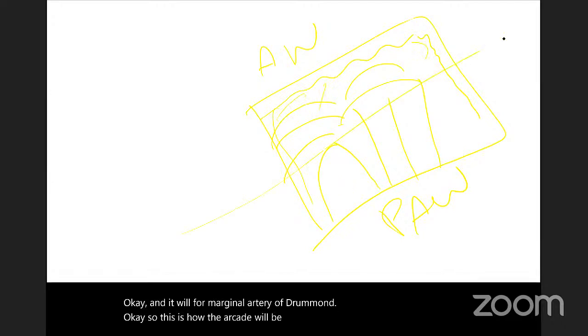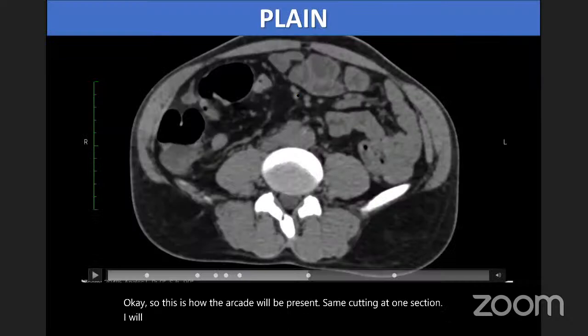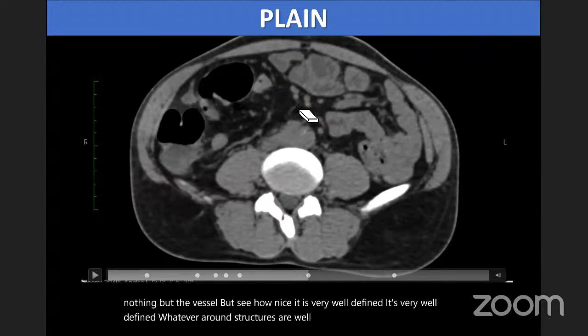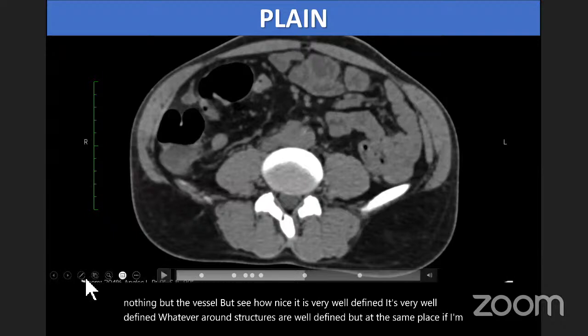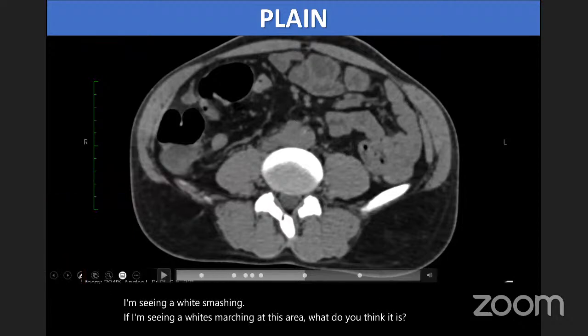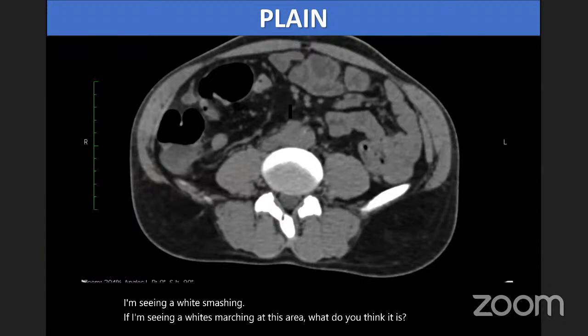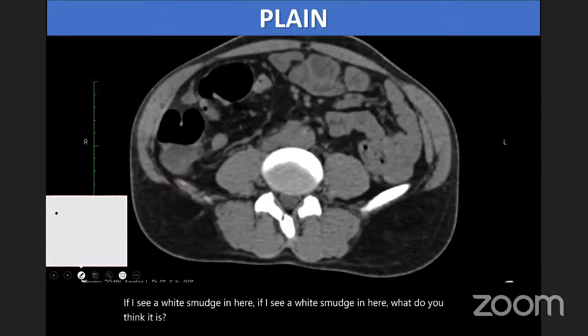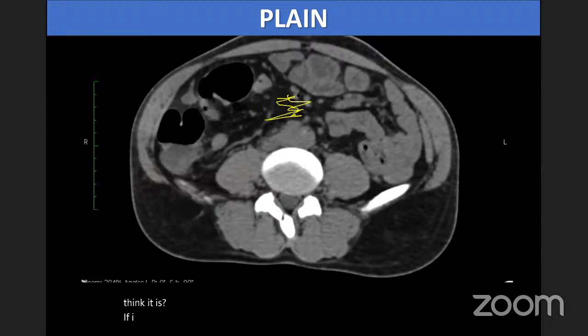So I'm cutting at one section. I will see all of this. Whatever these small dots you are seeing are nothing but the vessels. But see how nice it is, very well defined. Whatever the round structures are, well defined. But at the same place, if I am seeing a white smudging at this area, what do you think it is? Yes, it can be fat. Yes, it is fat stranding.